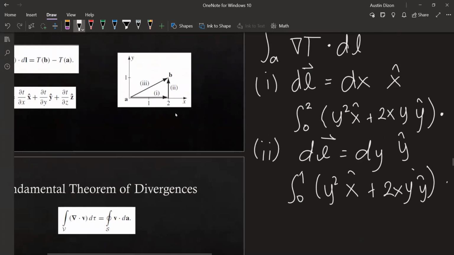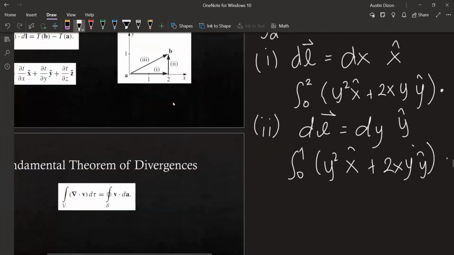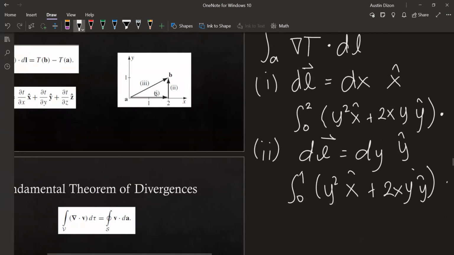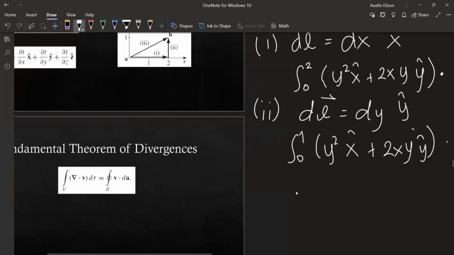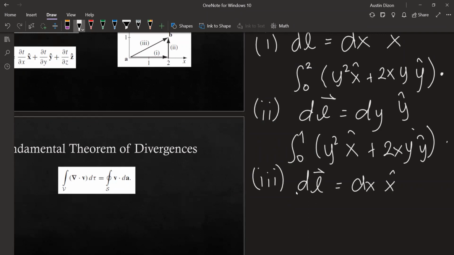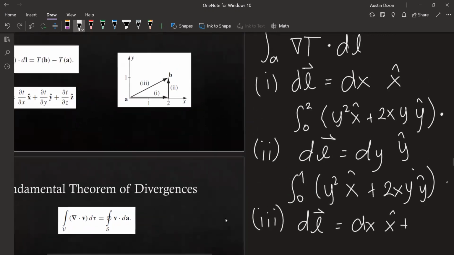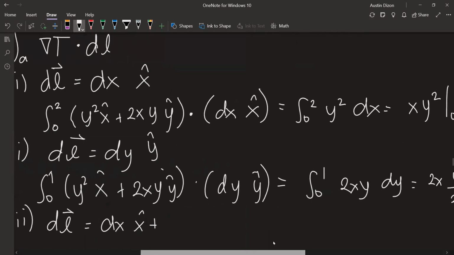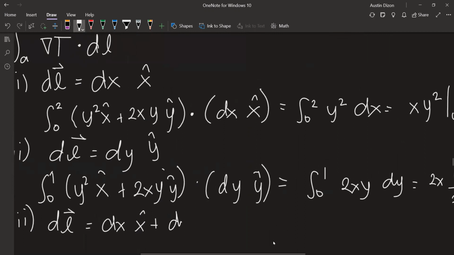So gawin natin yung 3. Pag ginawa natin yung 3, paano na yung path pag katulad ng 3? Yung 3 naman, yung path mo magiging dl hat, magiging dx x hat plus dy y hat. As simple as that.